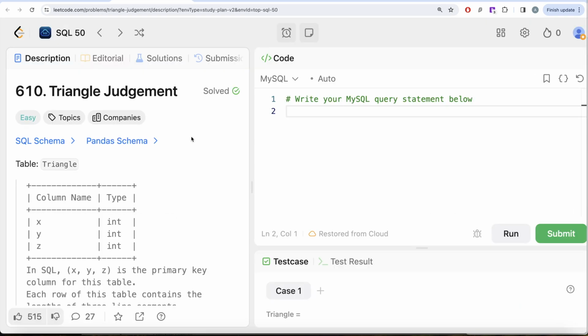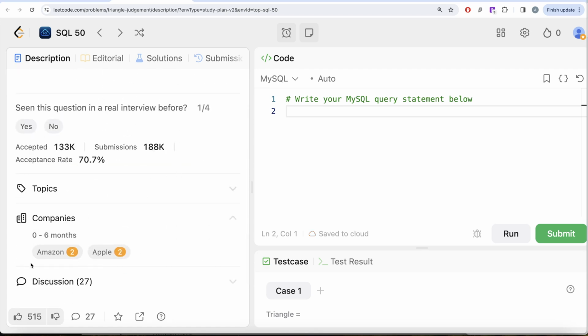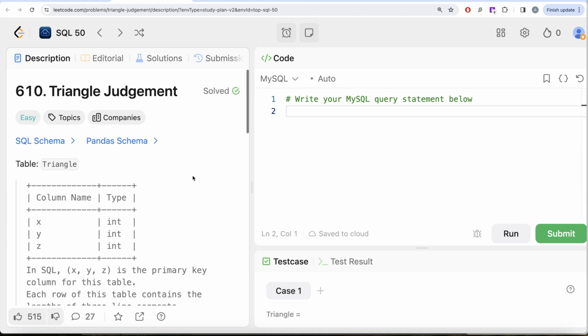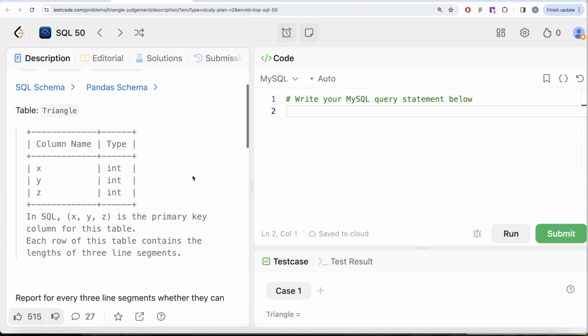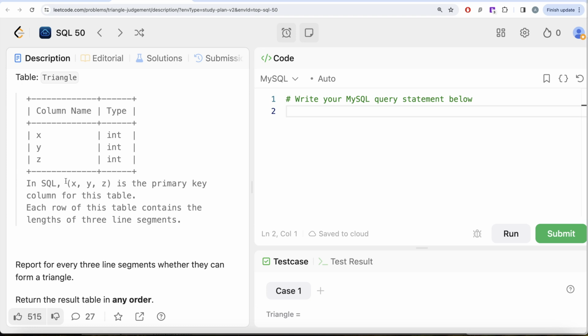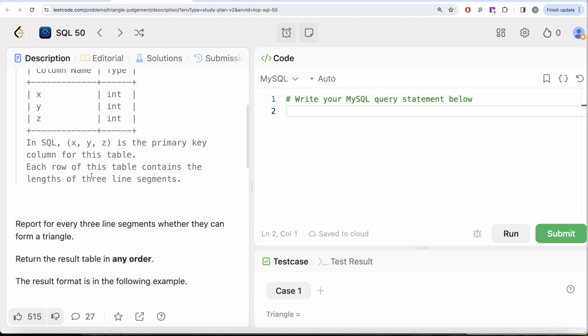So this is the 32nd video of this series called triangle judgment, and if I look at the companies this question has been asked in, Amazon and Apple, kind of an important question. Let's look at what the question has to say. We are given a table called triangle with three different columns, column X, Y, and Z, with data types being integer for all. In SQL, the combined columns X, Y, and Z is the primary key column for this table. Each row of this table contains the length of three line segments.